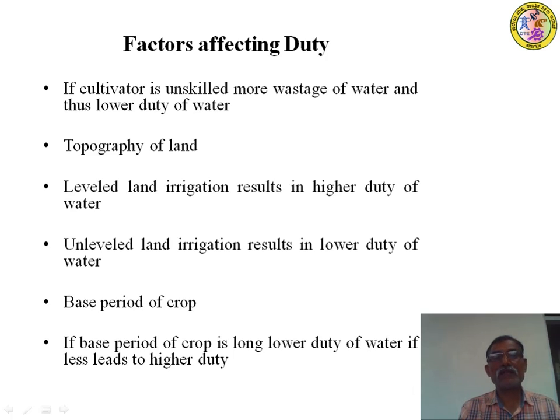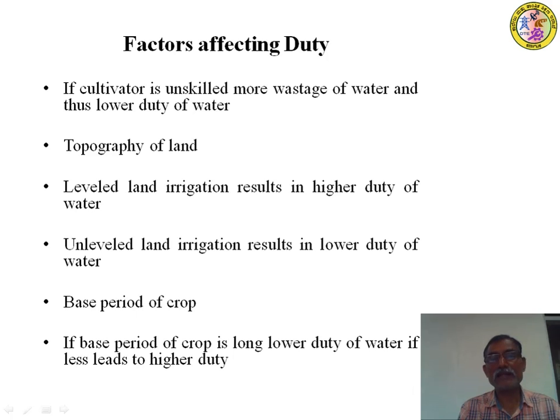If the cultivator is unskilled, there is more wastage of water and thus a lower duty of water. Is it not? An unskilled person irrigating, because of the lack of technology and lack of awareness of this irrigation system, the duty will be less. Topography of the land also plays an important role. If the topography has steep slopes, more water seeps out. That's called the duty of the water.